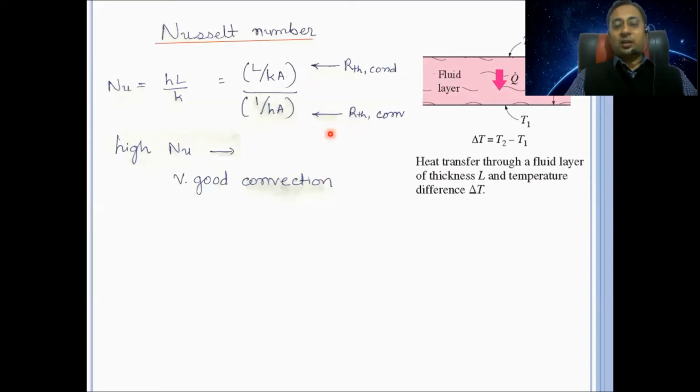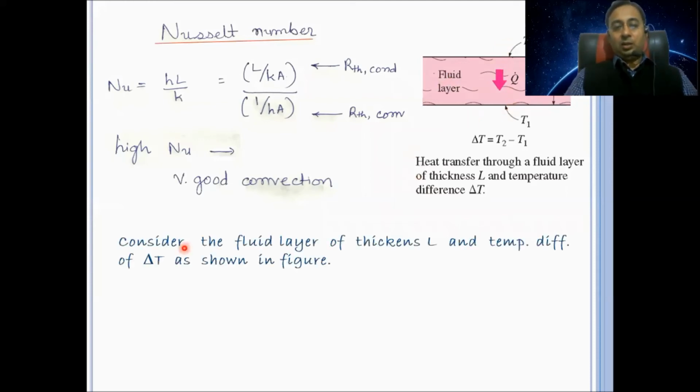Now for understanding the significance, let's consider one fluid element. Here the surface temperature is T1 and here the surface temperature is T2. The length of the fluid element is L. Heat is transferred from higher temperature to the lower temperature. T2 is higher, T1 is lower. So consider the fluid layer of thickness L and the temperature difference is delta T.